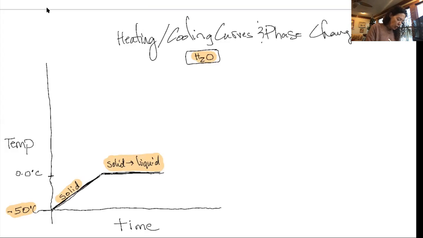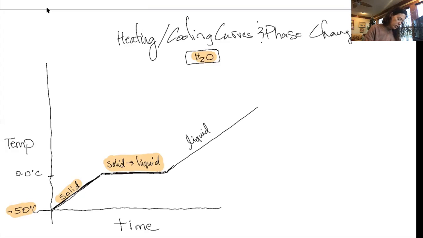At this part, we are beginning to overcome those intermolecular forces. We're not completely overcoming them. Once all of those intermolecular forces of the solid have been overcome, we will then see our liquid water start to increase in temperature.